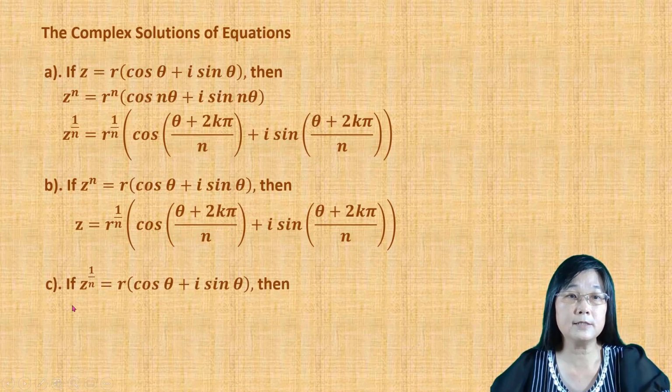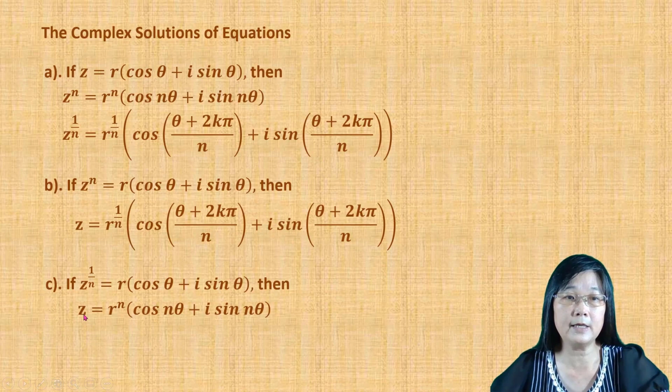And in the other case, if it is given z power 1 over n, and using this complex number we want to find z, we need to throw the power 1 over n to the right hand side, and it becomes power n. So if we want to find z, we need to use the formula of n power.